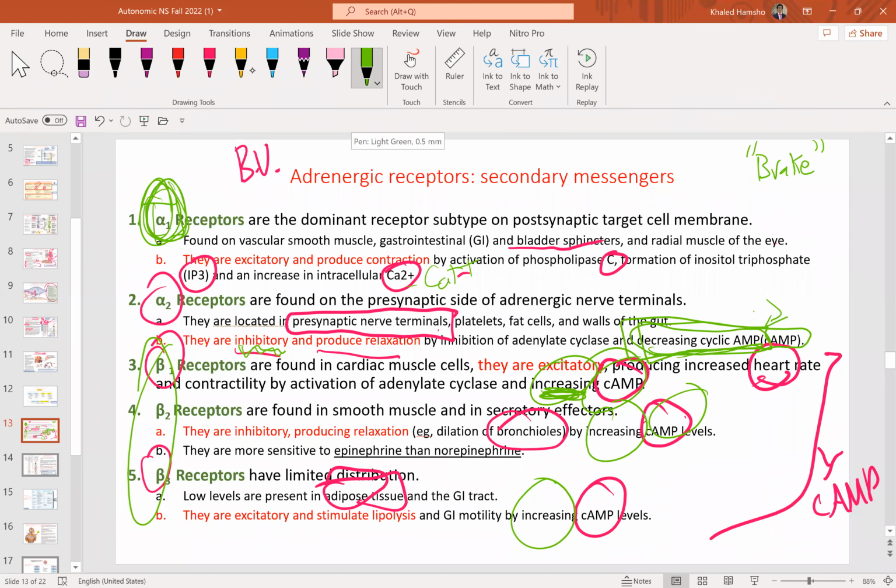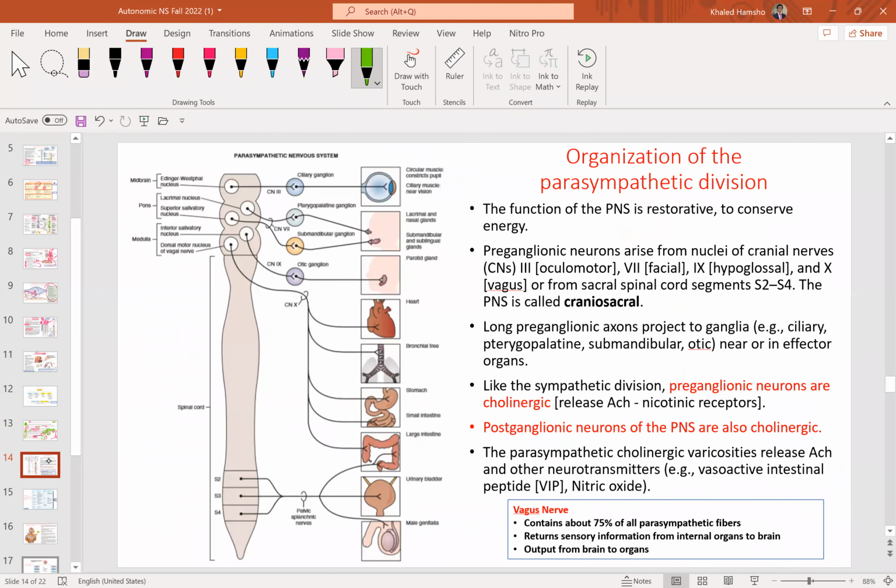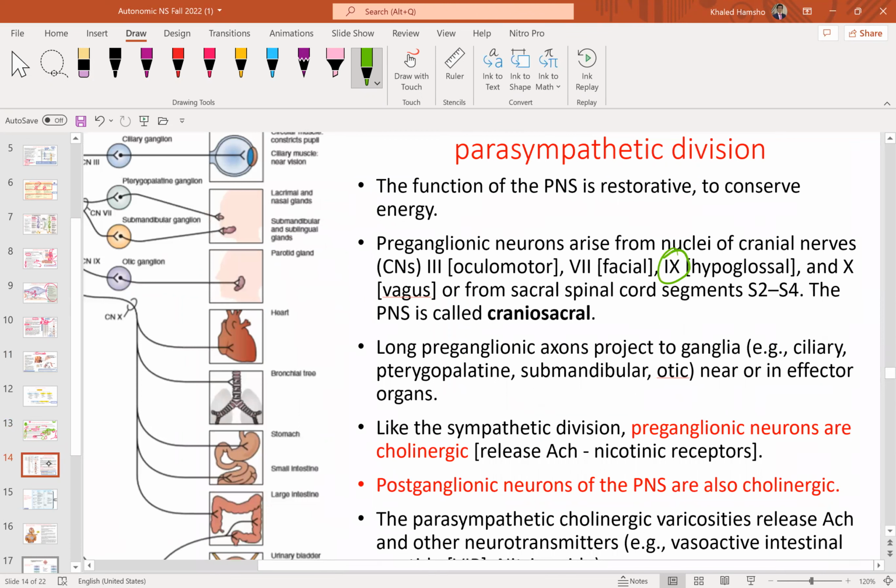Okay, thanks. You're welcome. Okay, so this is the small mistake in the slide. This is cranial nerve number 9. This is not the hypoglossal.